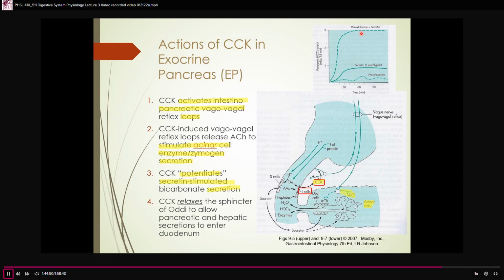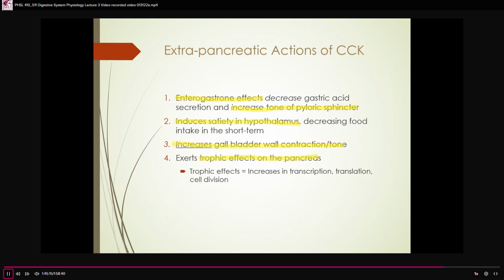And the last thing it's going to do in the pancreas is help to relax the sphincter of Oddi, right at the end where the pancreatic duct and the hepatobiliary duct merge and come into the small intestine. So importantly, it relaxes the sphincter of Oddi, which decreases the tone and the resistance and allows the pancreatic and hepatobiliary secretions to enter into the duodenum.